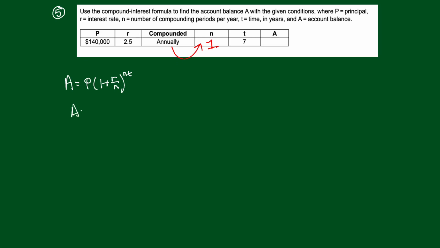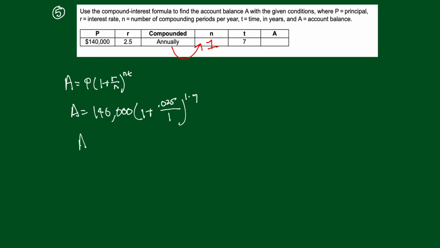So A will equal 140,000 times 1 plus 0.025. That's the percent, right? R is a percent, so make it into a decimal. Over N, N is just a 1 in this case. Raised to the 1 times, right, N times T, and T is 7. Okay, on your calculator.